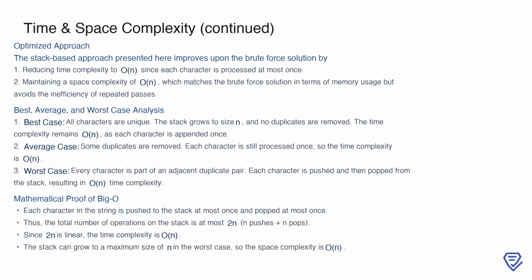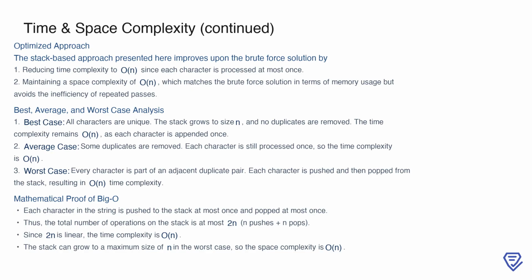Each character in the string is processed at most twice, once when it is pushed onto the stack and possibly a second time when it is popped. This ensures a linear time complexity. The space complexity remains O(n), as the stack can still grow to store all characters in the input string if no duplicates are removed. Now, let's analyze this approach across different scenarios. In the best case, all characters are unique, and the stack grows to size n without any popping.